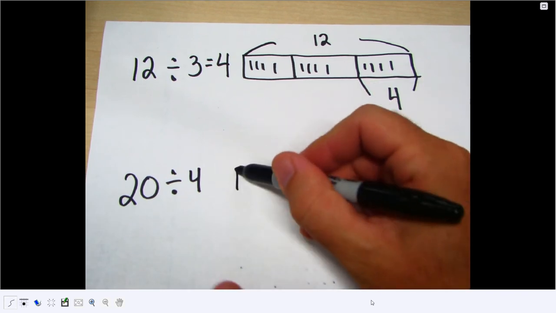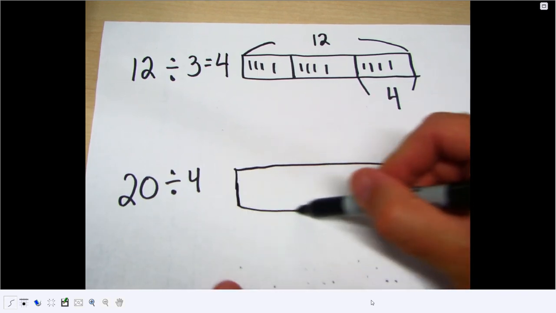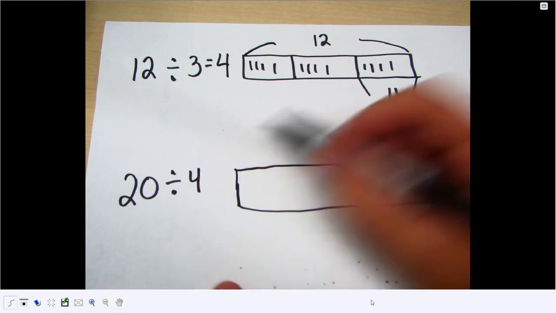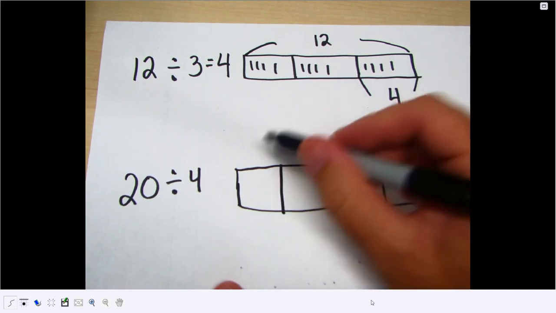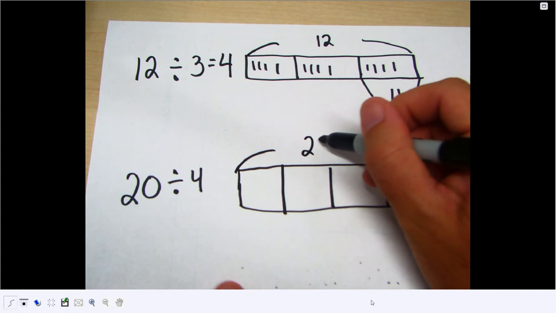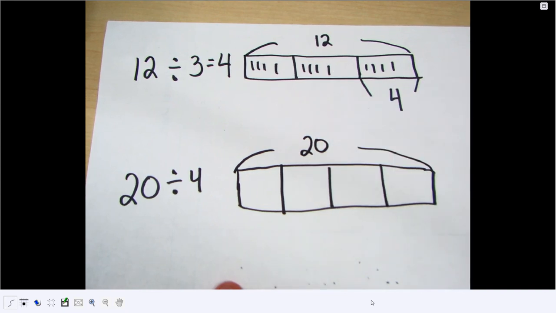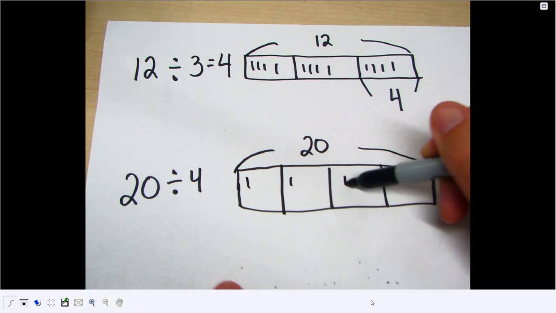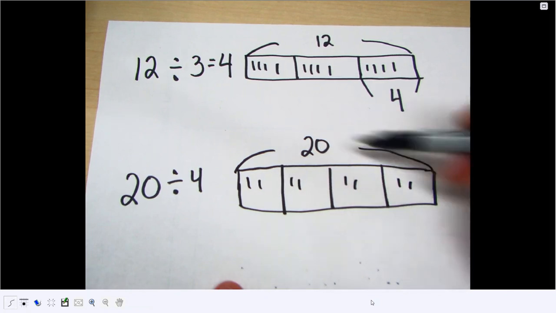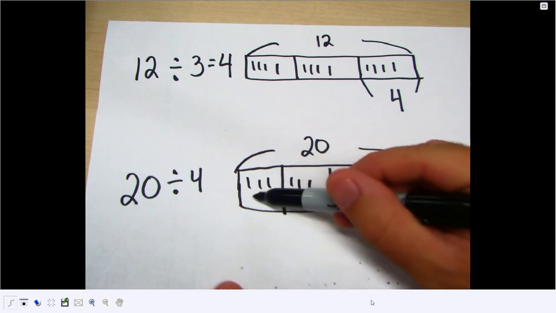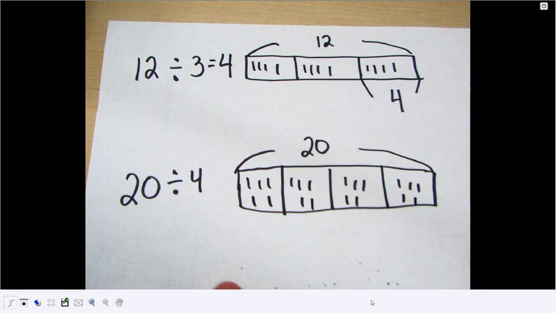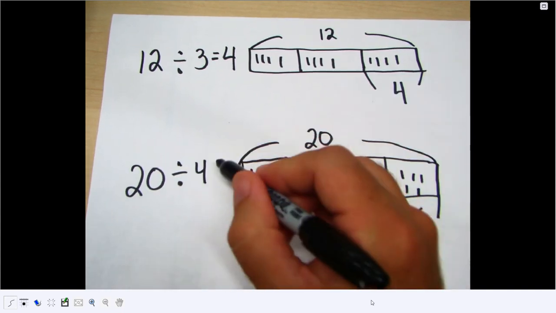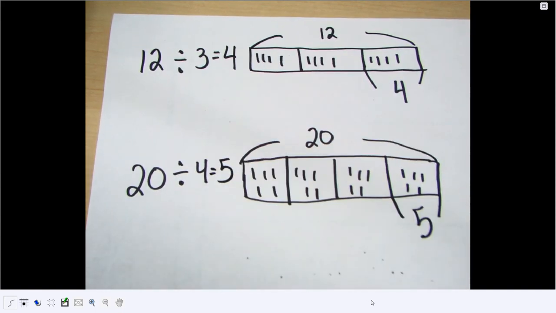All right, if you're continuing forward, it's because you have solved this problem. Big rectangle, I need 4 pieces, so I need 3 lines. There's always one less line to make 4. How much is my bar? Bar is worth 20 this time. And now I'm going to share until I get up to 20. 1, 2, 3, 4, 5, 6, 7, 8, 9, 10, 11, 12, 13, 14, 15, 16, 17, 18, 19, 20. How many is in one piece of my bar? 5. So 20 divided by 4 is 5.